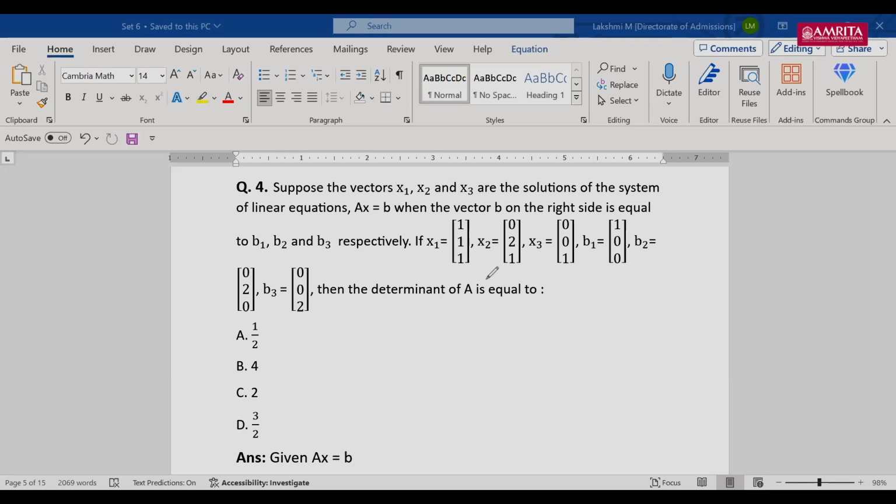It's of a 3 by 3, right? Now you want to find the determinant of A. So you can start doing.